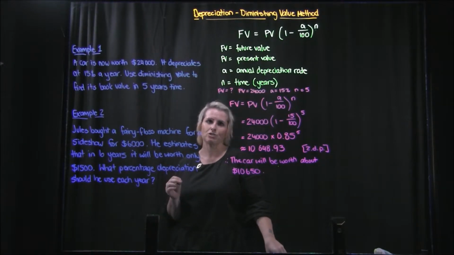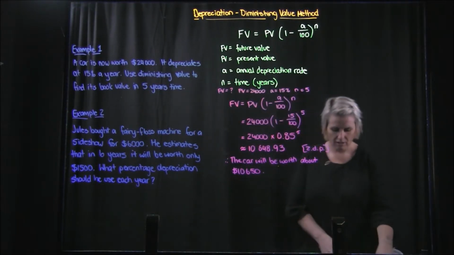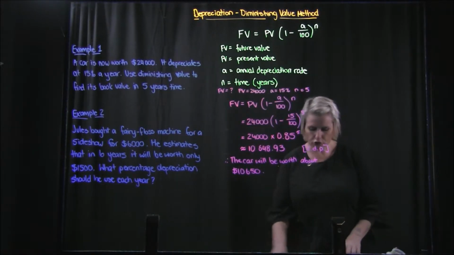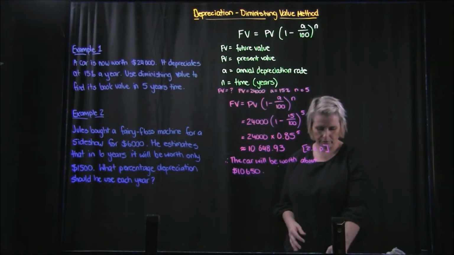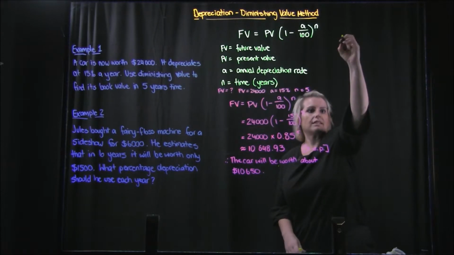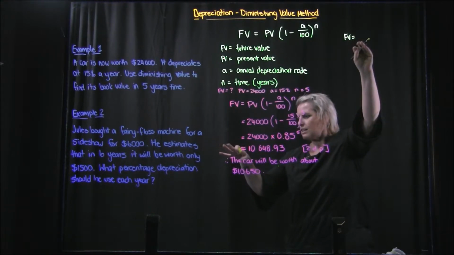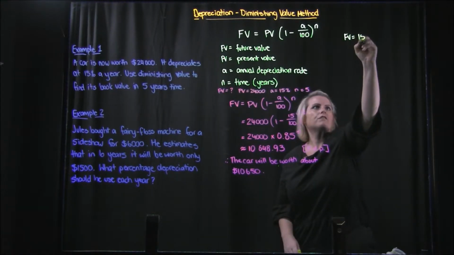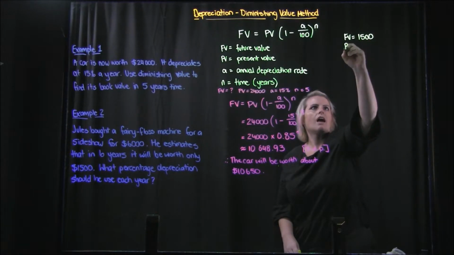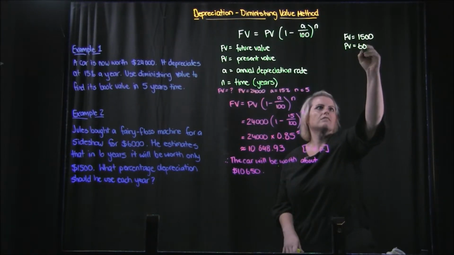So now we're looking at doing a little bit of manipulation of the formula, or plugging in things that we're not really used to not knowing. First of all, let's identify what we know. We've got our future value: he estimates in 6 years it will be worth $1,500. Our present value, he bought it for $6,000.